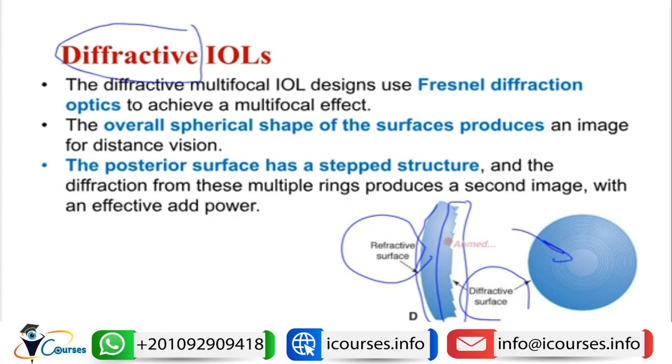which then produces a second image. This configuration makes the second image of larger power, so that it accounts for the near vision. So the patient uses the anterior surface for the distant vision, and the posterior surface is used for the near vision, as it has an effective add or plus add power.